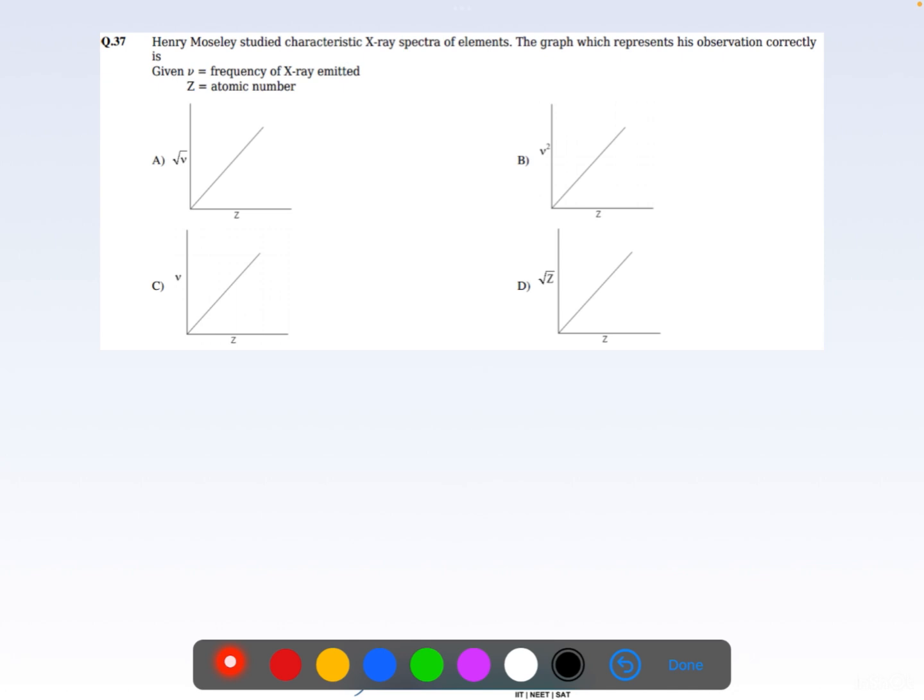Moseley studied characteristic X-ray spectra of elements. The graph which represents his observation is, according to Moseley's law, so the frequency of the radiation that is emitted is related to atomic number as it is equal to a into Z minus b. Okay, so the correct option is option A.